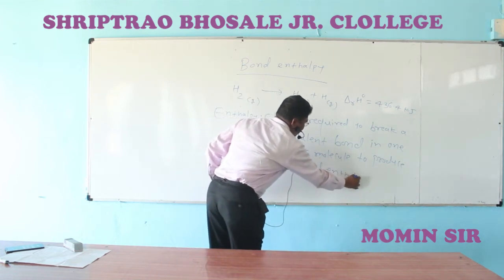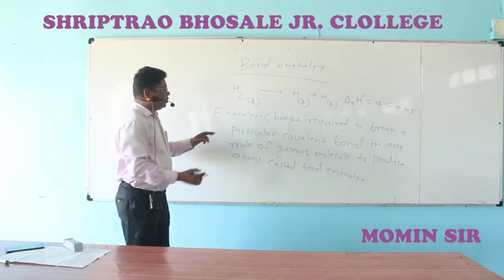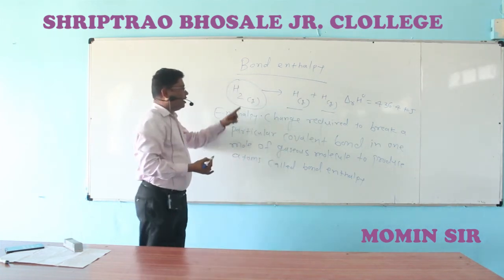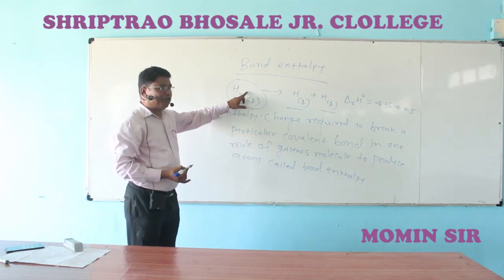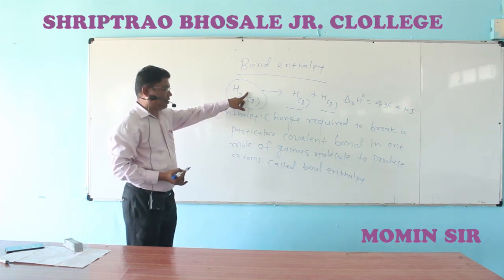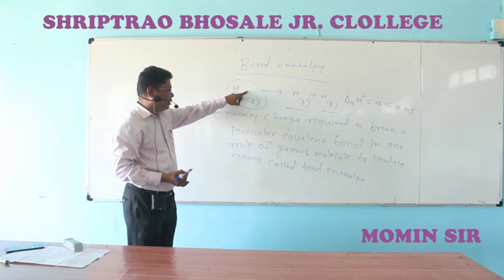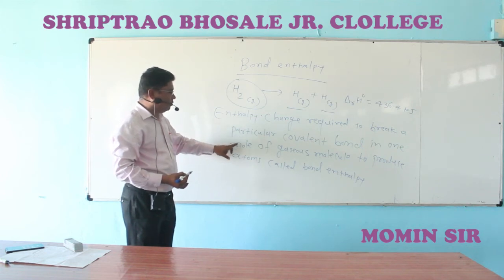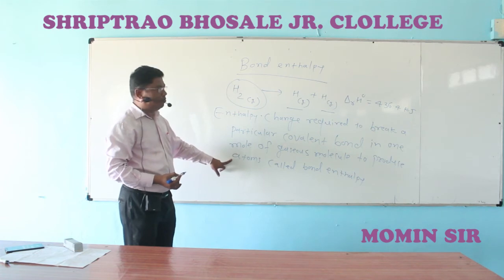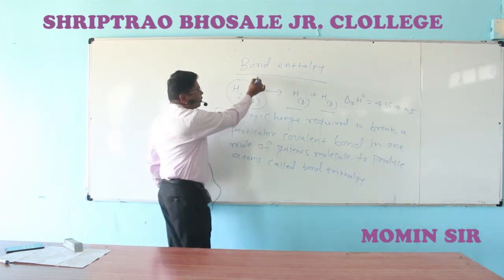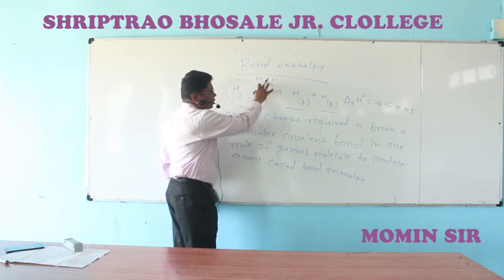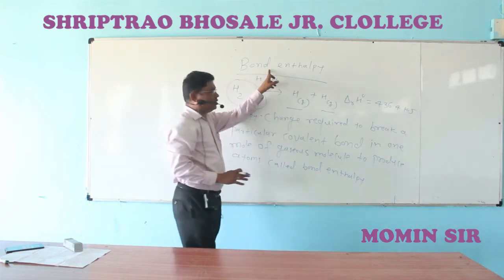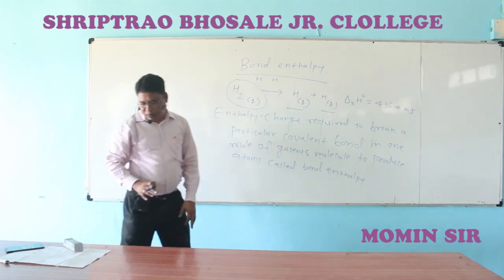This is 1 mole of hydrogen gas. The atoms are separated from that hydrogen gas when the covalent bond between the hydrogen atoms is broken. So what is called bond enthalpy? The enthalpy change required to break a particular covalent bond in 1 mole of gaseous molecule to produce atoms. To break this covalent bond between hydrogen atoms, 436.4 kilojoule of heat is required. That is called bond enthalpy.